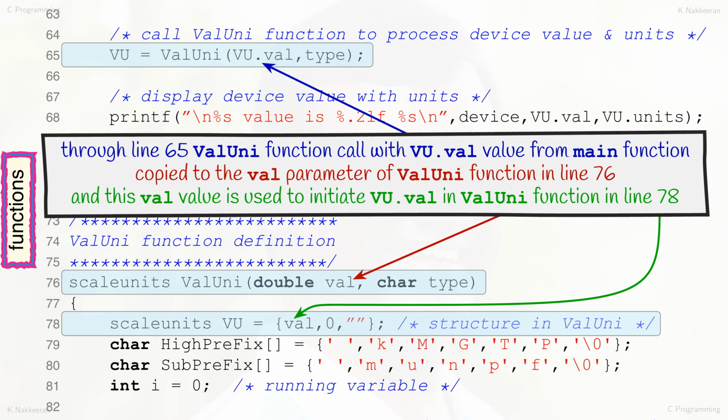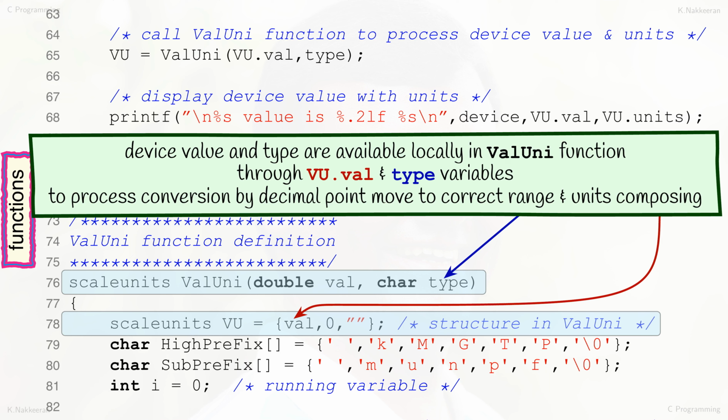Through the line 65 valUni function call with vu.val as a passing value from the main function, it is copied to the declared val parameter of the valUni function in line 76. And this variable val value is used to initiate the vu.val declared within the structure in the valUni function in line 78. Thus, the device value and type passed on to the valUni function are locally available in the vu.val and type variables for the conversion process, by moving the decimal point and composing the corresponding higher or lower order units.